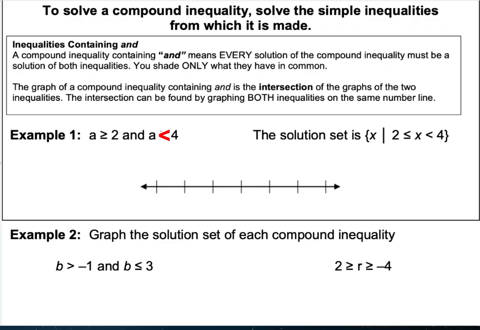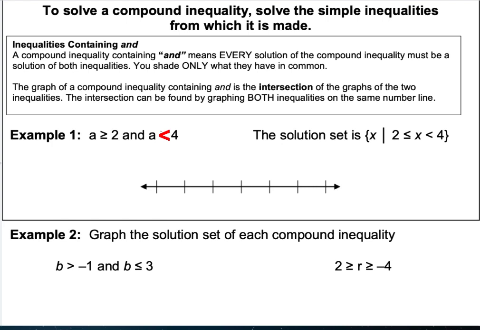So first thing we need to do is I need you to make a small little change in your notes. I had a typo here. For example number 1, I need you to make this a is less than 4. So cross out the inequality that's there and change that into less than 4 for me.